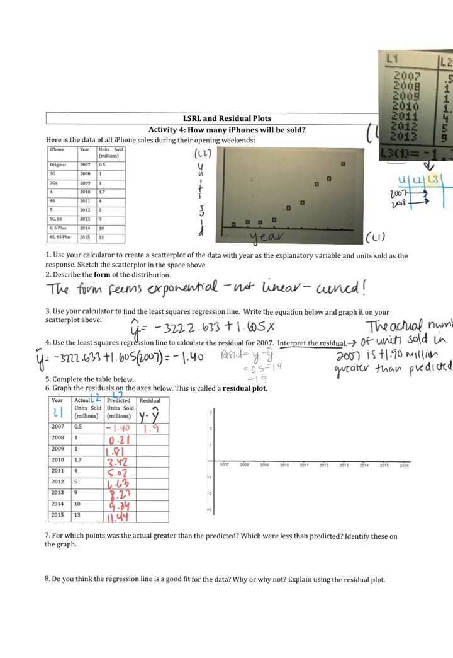We did that before, right? We took the y value, we subtracted the y hat value, we got 1.9. I can do that for every single one. This value minus this value equals this value. This value minus this value equals this value.